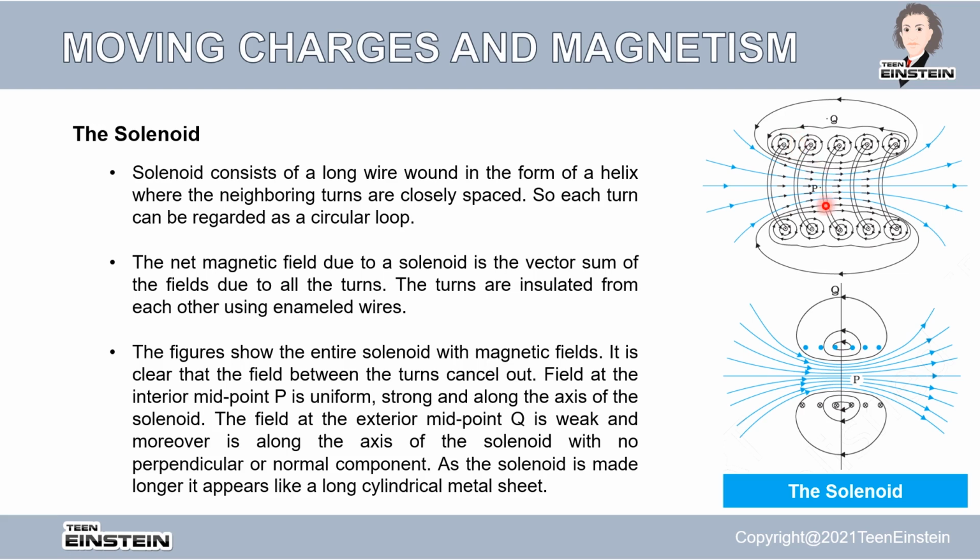But what about the magnetic field here? Inside this, it almost looks like a uniform magnetic field flowing through. Outside it is very, very less and negligible, so we can neglect it. So as the solenoid is made larger, it appears like a long cylindrical metal sheet because all the circular coils are clubbed together.